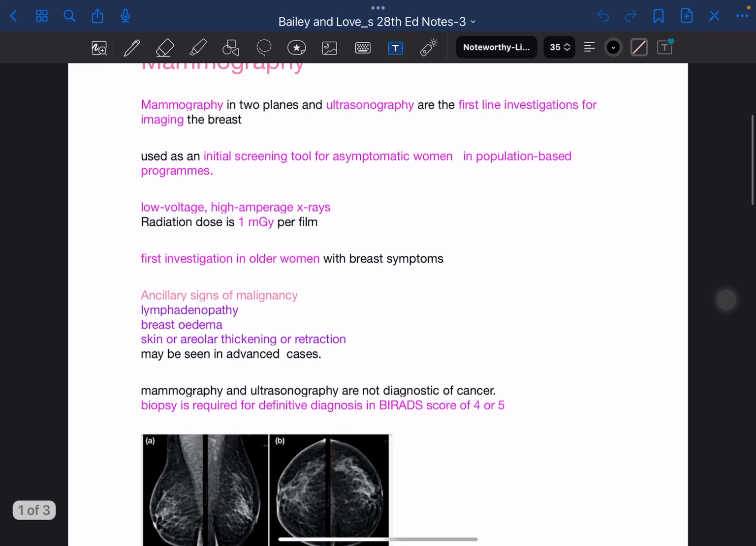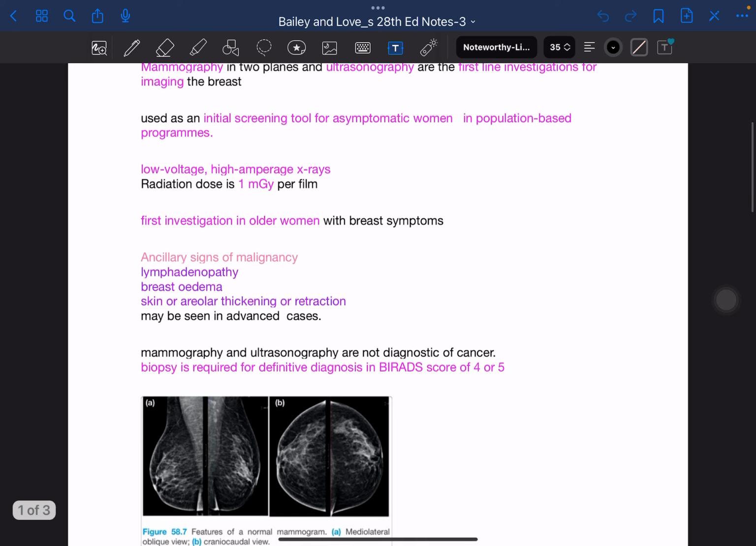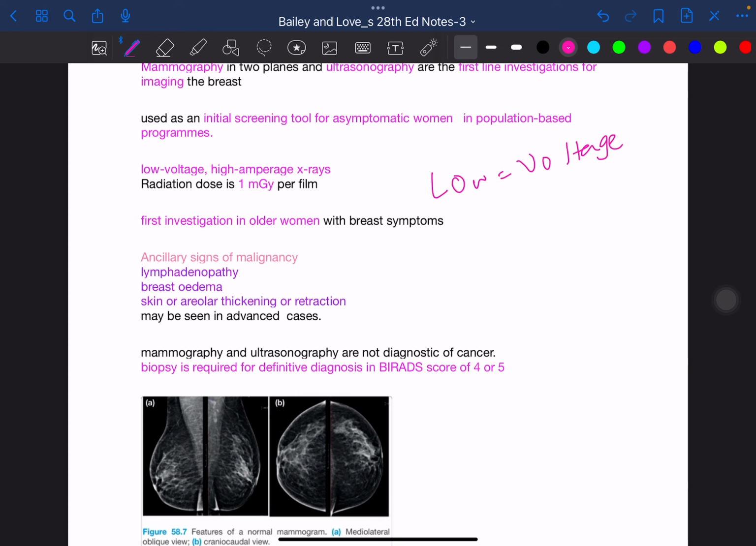Okay. So it is a type of X-ray in which we use low voltage, high amperage, and the radiation dose is 1 milligram per film. Just remember 1 milligram. Okay, and it is a first line investigation in older women for breast symptoms. Okay.